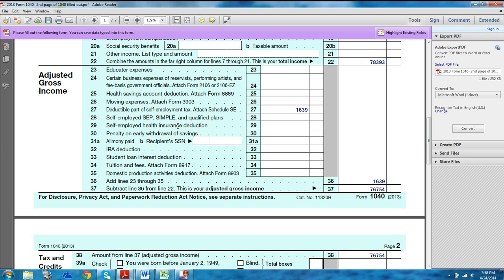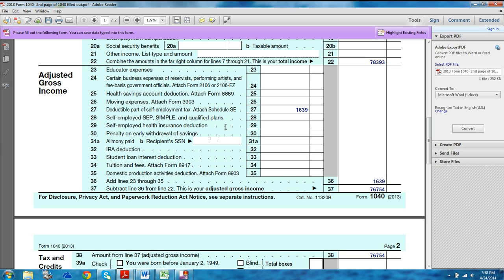The SEP and Simple and the IRA deduction right here. These are both kind of the same thing. They're retirement plans that if you contribute to, you can deduct. This is a traditional IRA. It's not a Roth because a Roth IRA is not deductible when you make contributions. You can have a SEP if you have a self-employed business. It's a self-employed plan for retirement, and you can deduct your contributions.